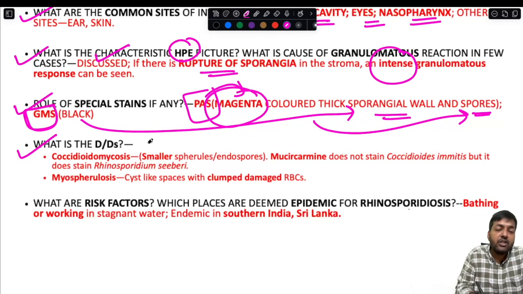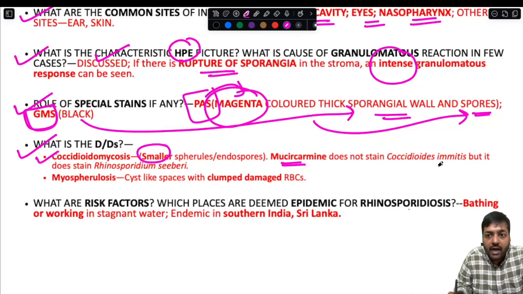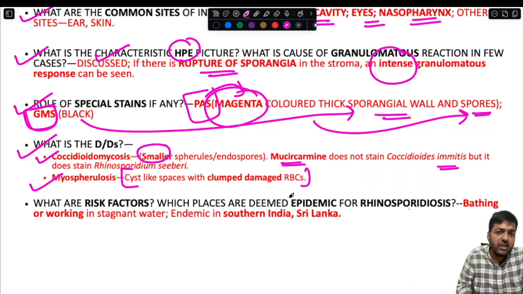What is the differential diagnosis of rhinosporidiosis? So two very important ones. Number one is coccidioidomycosis. So over here, remember, they have smaller spherules and endospores, and mucicarmine stain does not stain Coccidioides immitis, but it does stain Rhinosporidium seeberi. Okay, and another important differential diagnosis is mycospherulosis, which is composed of cyst-like spaces with clumped damaged RBCs. So these are the two important differential diagnoses.